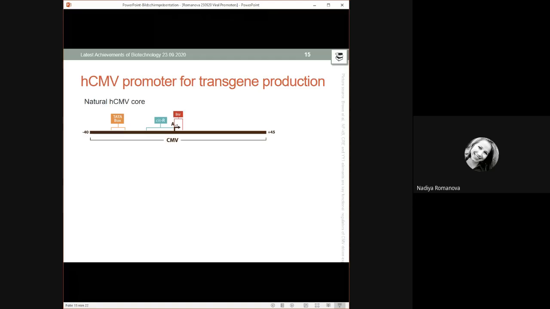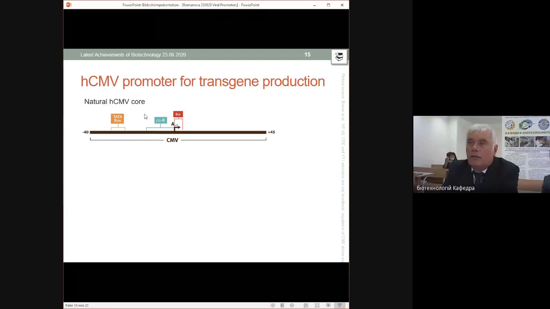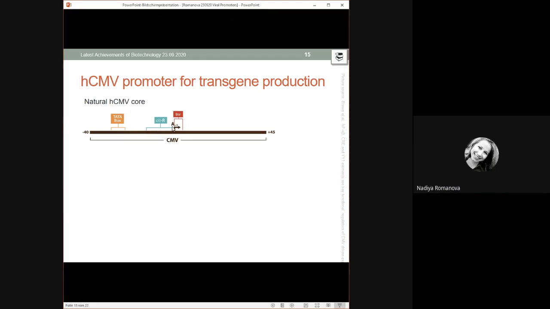It's not regulated, but it allows a wonderful yield of the protein in the cells. So the natural CMV core is very simple. It just has three elements, which I've mentioned before. Here we have the initial starting site, the A+1, the adenine +1. The INR is the initiation region. It's like the nucleotide triad surrounding this A+1.